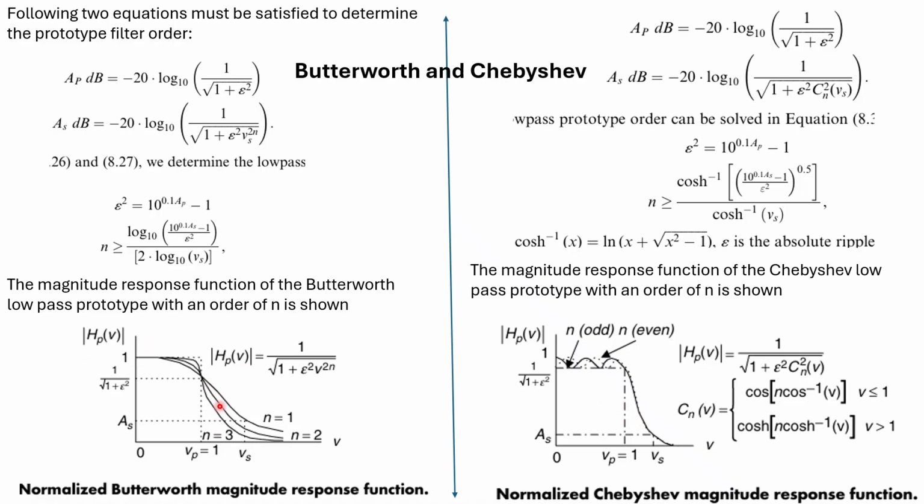So if zeta is equal to 1, then only it will have a smooth response. That is the case of the Butterworth, right? And this is the case of the Chebyshev. So here ripple is there, so that is why.